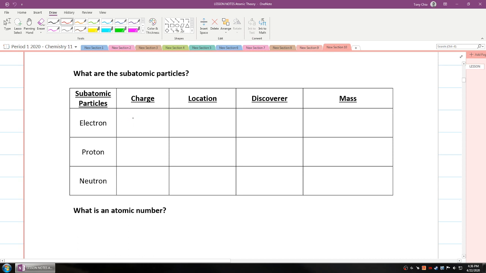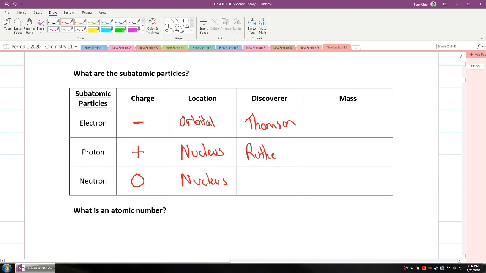So for example, we talk about the electron. The electron has a negative charge, while a proton has a positive charge and a neutron has zero charge. The location: the electron is in the orbitals, while the proton and neutron are found in the nucleus. The discoverers, well, remember the electron was Thomson. The proton was Rutherford. But the neutron is Chadwick.